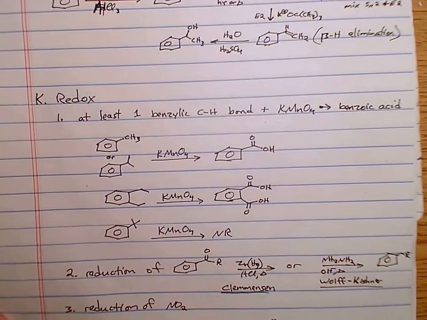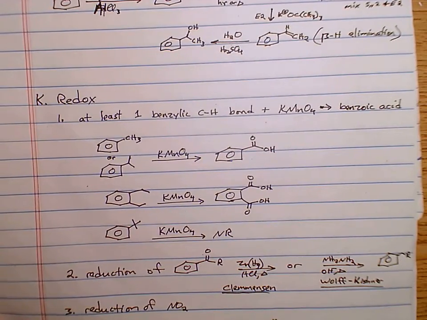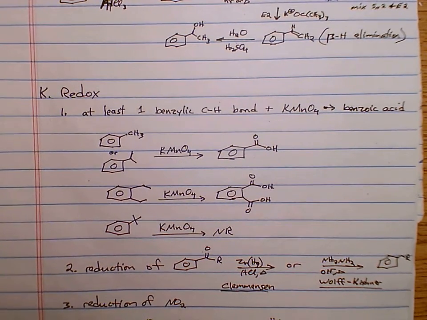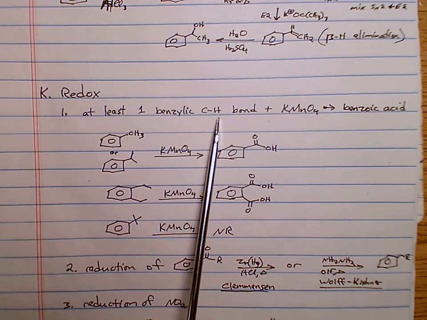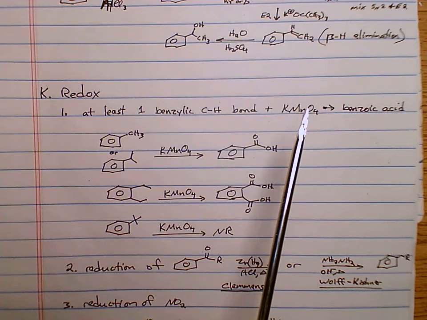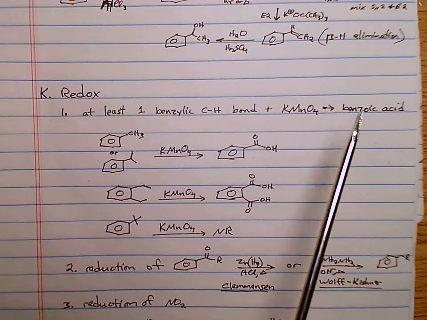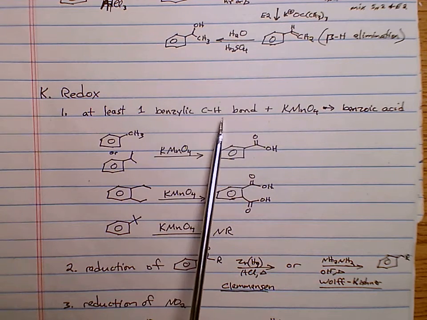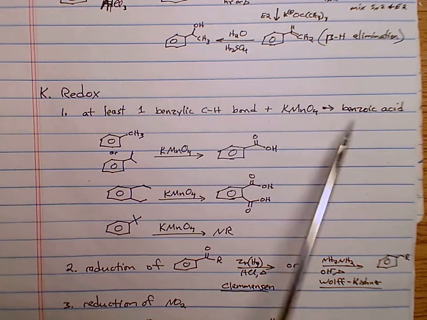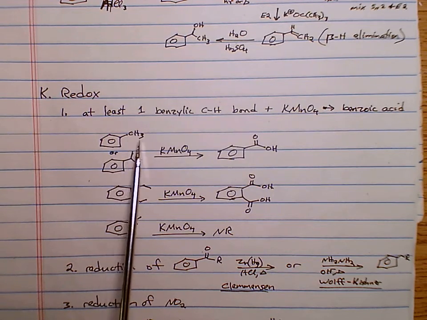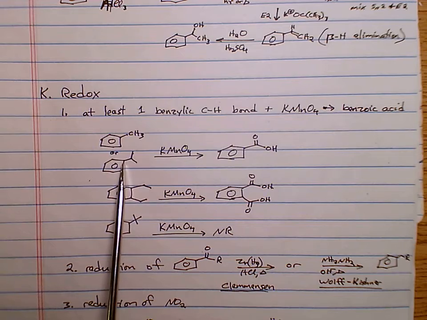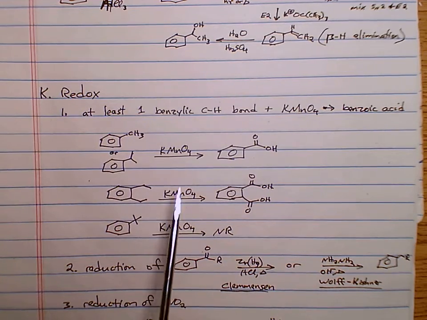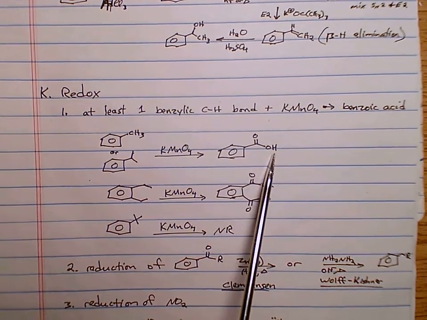Redox. If you have at least one benzylic carbon-hydrogen bond, potassium permanganate will convert a benzene ring with at least one carbon-hydrogen bond at the benzylic position into benzoic acid. So if you have a methyl group, or an isopropyl, or two ethyls, potassium permanganate changes it to carboxylic acid.